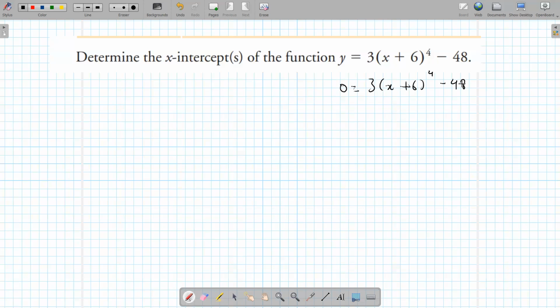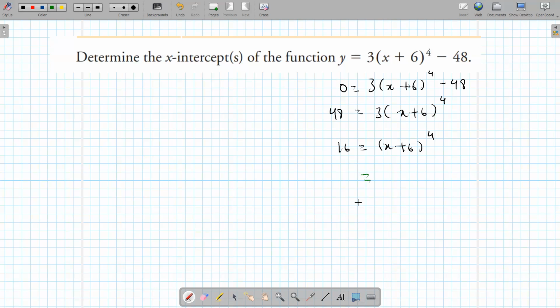You add 48. Yeah, that's good. So 48 equals 3 times (x plus 6) to the power of 4. What now? You divide by 3. So 16 equals (x plus 6) to the power of 4. Now, we need to get rid of that power 4. You find the fourth root of 16.